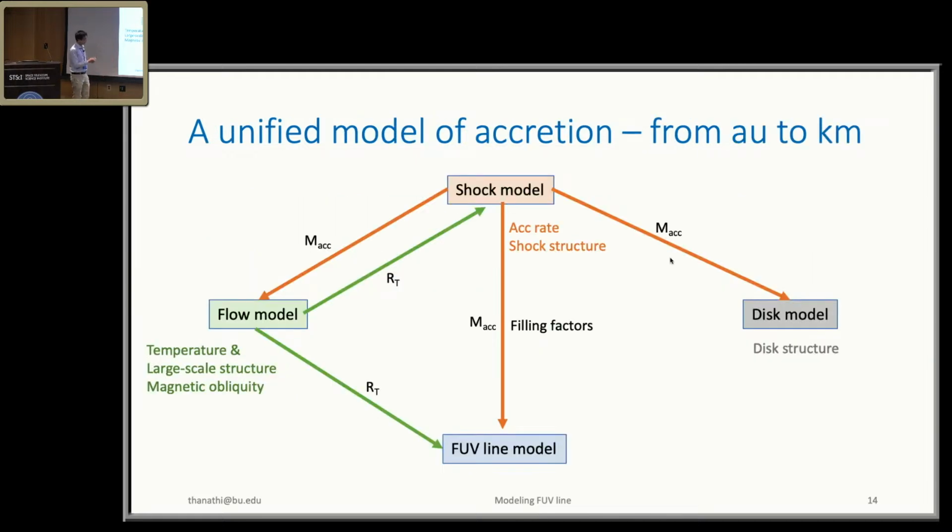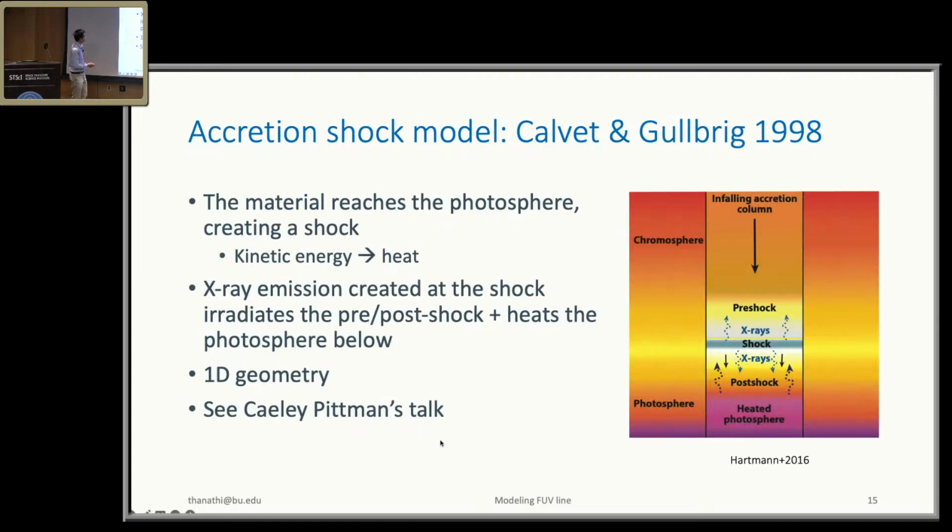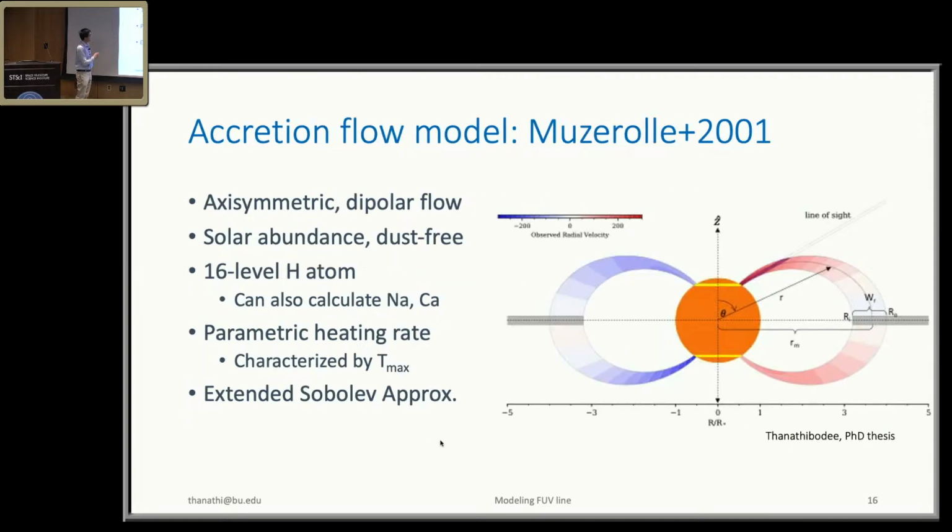So here, the attempt is to connect everything together. We have an accretion shock model and an accretion flow model, and they inform each other with the mass accretion rate. And the truncation radius from fitting the flow model, and Mdot and truncation radius and filling factor give the geometry for the line modeling. Kelly went over this already, so I'll just skip.